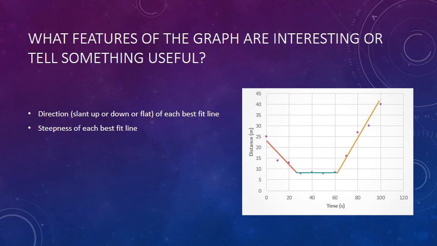There are a few other things. There's the steepness of each best fit line, whether it's steep or shallow, which can tell us about the motion of an object. The length of the best fit line tells us something about its position over time. And also we can look at the x and y intercepts. Each of these things helps to paint a better picture of what exactly is going on with the motion of this object over time.